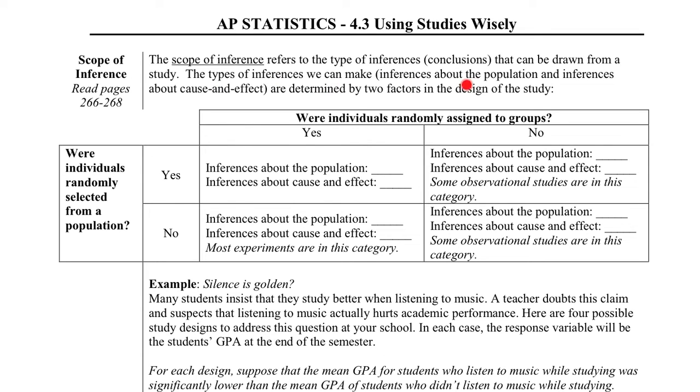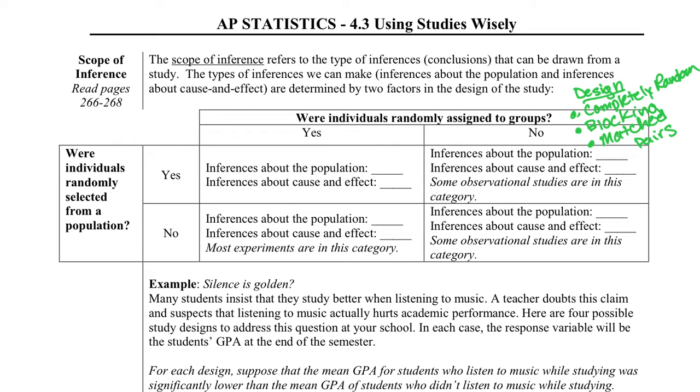So it's using or making conclusions from our studies, either observational or experiments. The types of conclusions we can make about the population and about cause and effect are determined by two factors. So we've got two questions here. Were individuals randomly assigned to groups? This all comes from lesson 4.2 that we just finished. So this is all about the design of our study.